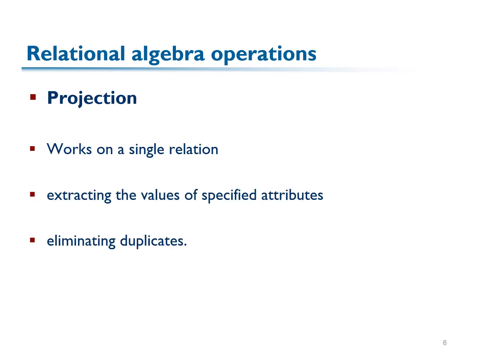The second relational algebra operation in our lecture today is projection. The projection operation works on a single relation R and defines a relation that contains a vertical subset of R, extracting the values of specified attributes and eliminating duplicates.